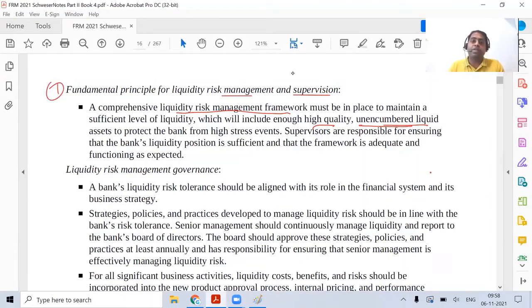Because if I have an asset with me but that is being used as a collateral, or if somebody else has a lien on that asset, I cannot use it directly. So we are talking about high quality unencumbered liquid assets which can help to protect the bank. Now this bifurcation or this understanding of assets is only possible when you have a proper framework or policy in place for the bank. And supervisors primarily means your regulators. They should also check whether a bank has such a framework in place or not. The second principle, governance.